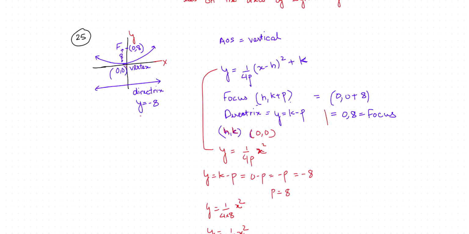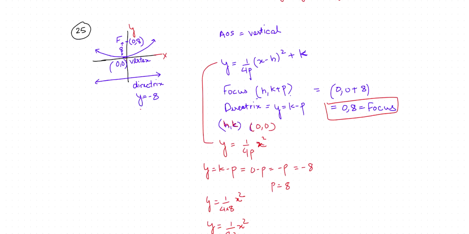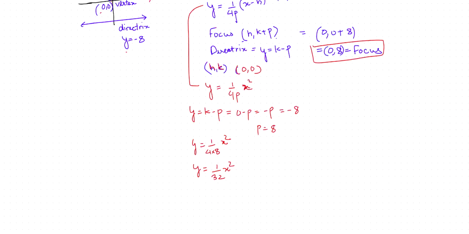Because the focus is inside the parabola, and the vertex was 0, 0 and the directrix is y equals minus 8, the focus has to be 8 units up. So it will be 0, 8. So 0, 8 is the focus, and this is the equation of the parabola given.